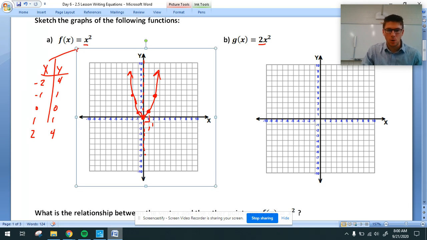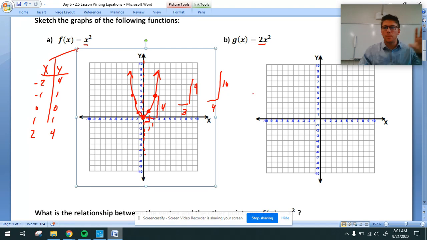For two spots over, it goes 4 spots up. At an x value of 2, it goes 4. So it's 1 over, 1 up; 2 over, it goes 4 up. 3 over would be squared, would be 9 up. So the next one would be 3 over and 9 up. The next one would be 4 over and 16 up because it's squaring.